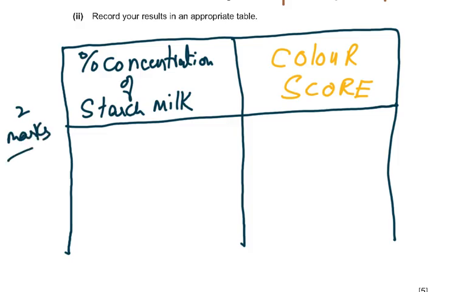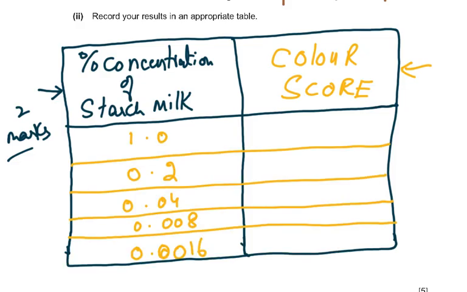But you get 2 marks because you've written the heading for the independent variable, which is percentage concentration. This is the independent variable which you have decided to change. You must be very clear on the independent and the dependent variable. And then the heading for the dependent variable is the color score. So you've written the headings, you've got 2 marks for it. Now you give the results for all the concentrations.